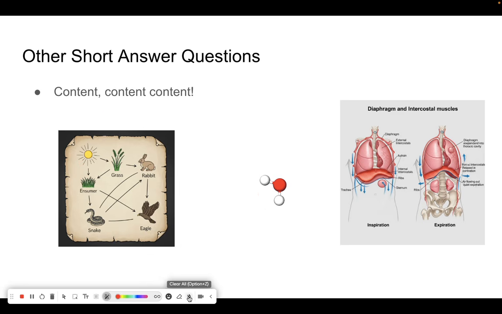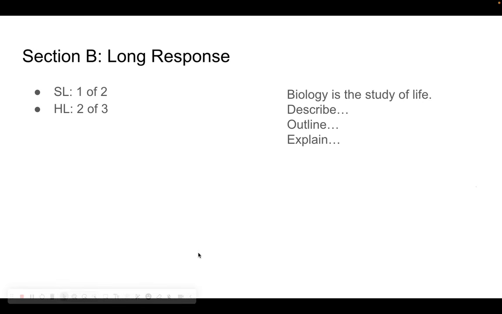All right, and then we have the section B, long response. So again, this is in SL a 16-point question. You respond to one prompt, which is going to have 3 parts. It'll have an A part, a B part, and a C part. It is important in your answer to say when you are responding to the A part, the B part, and the C part, and don't write them all together. You want to separately respond to each part of the prompt.